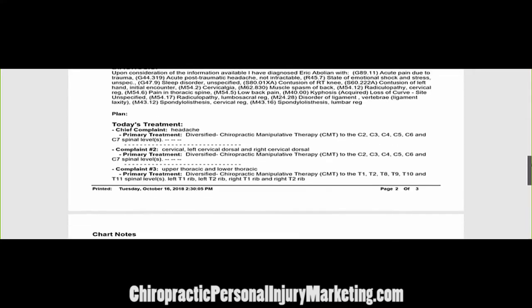He's got the diagnosis under there. Okay, so he's listed all the diagnoses. You don't need to do that because they've already been listed. And then the treatment plan. Treatment plan is the same thing. So he's got primary treatment, diversified chiropractic manipulative therapy to the C2, C3, C4, C5 levels, complaint 2.